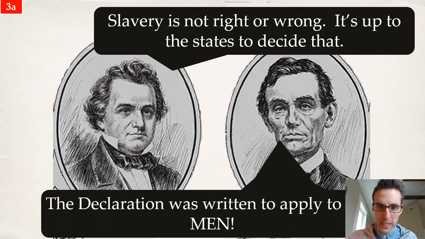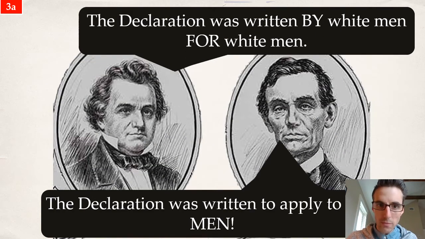Okay, next up, Lincoln says the Declaration was written to apply to all men. So he's contradicting what Taney had just ruled. Douglas says, no, the Declaration was written by white men for white men. He's supporting Taney's decision and his interpretation of what the founders said.